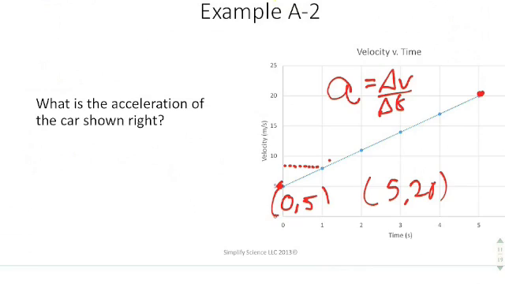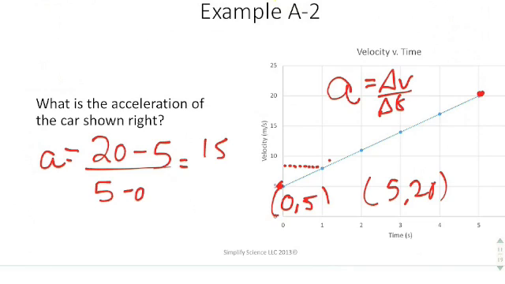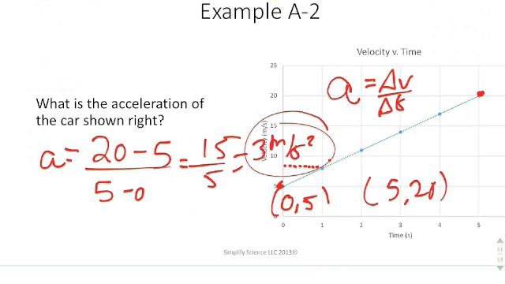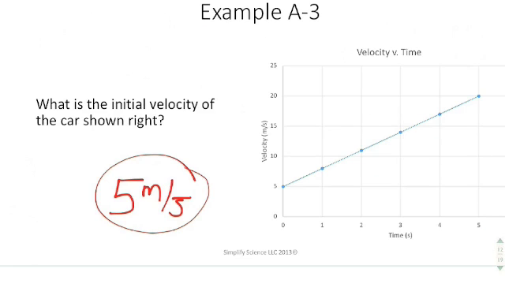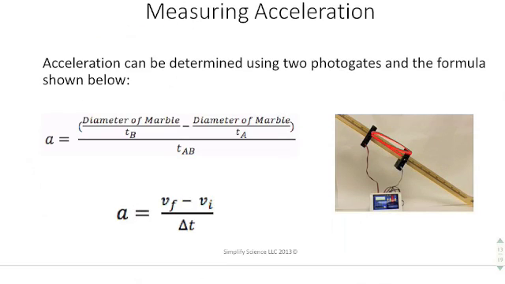So if we were to do that, we can now say my 2 points are 0, 5 and 5, 20, so we find the slope. The acceleration is the slope, or change in y over change in x, which is 15 over 5, which gives us 3 meters per second squared. You should be able to use this graph and determine the initial velocity to be 5 meters per second entirely on your own, and you should be able to reproduce something like this on a quiz.